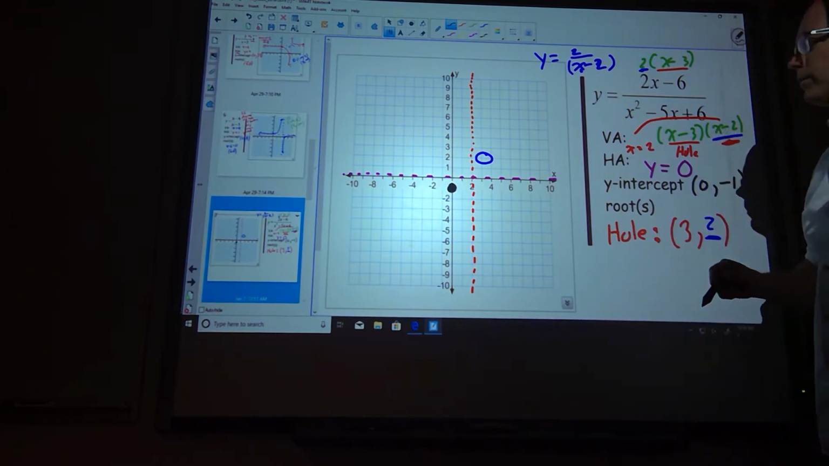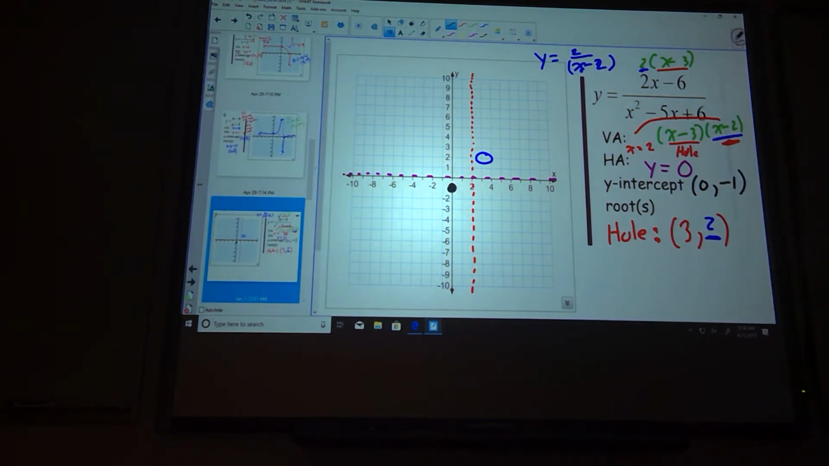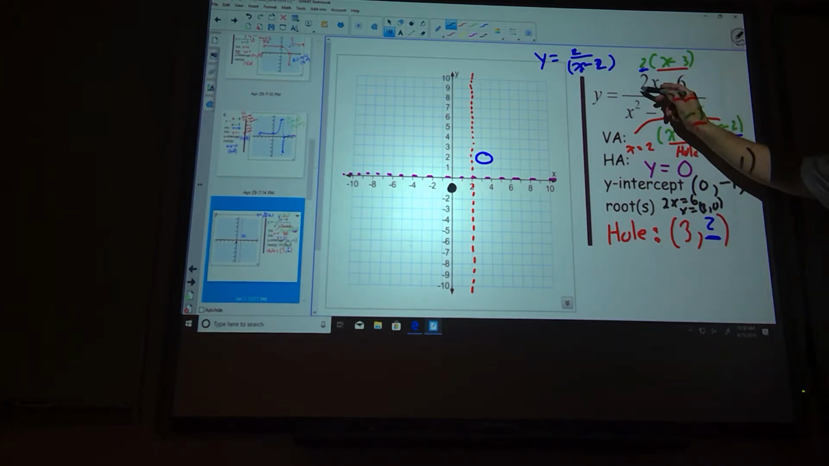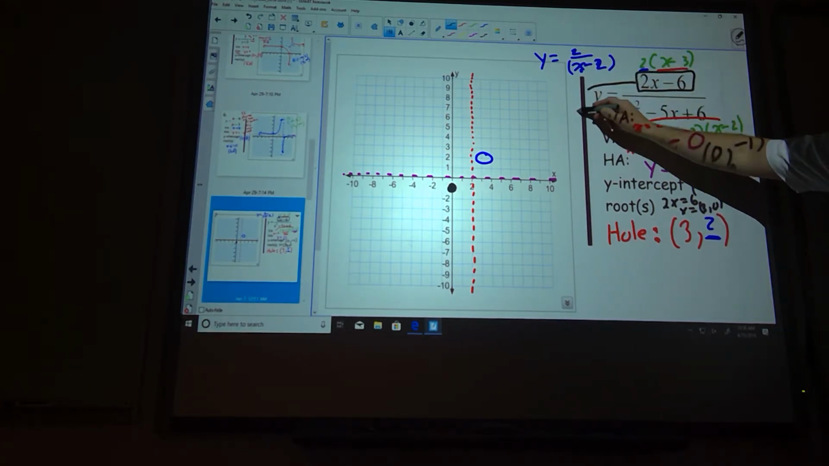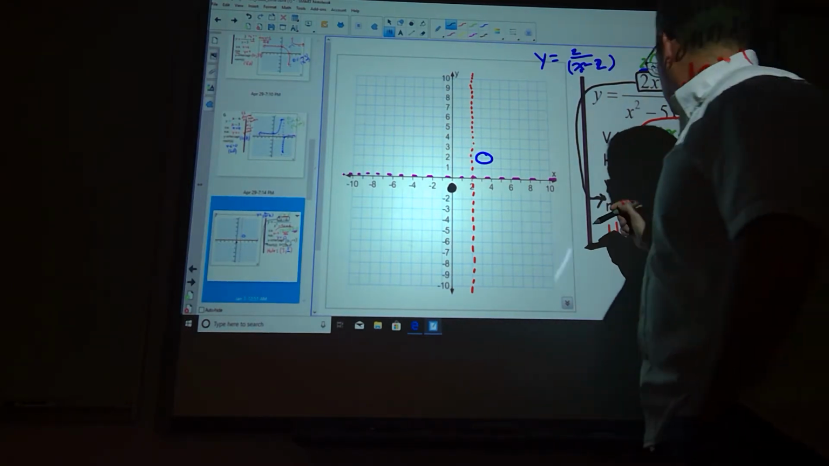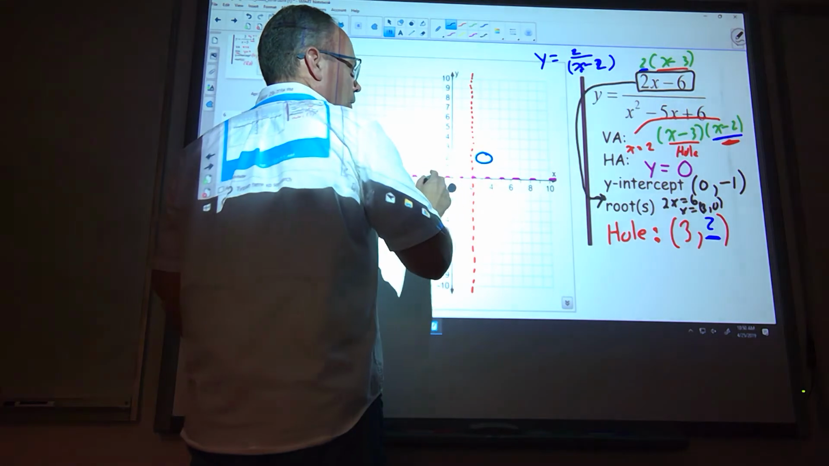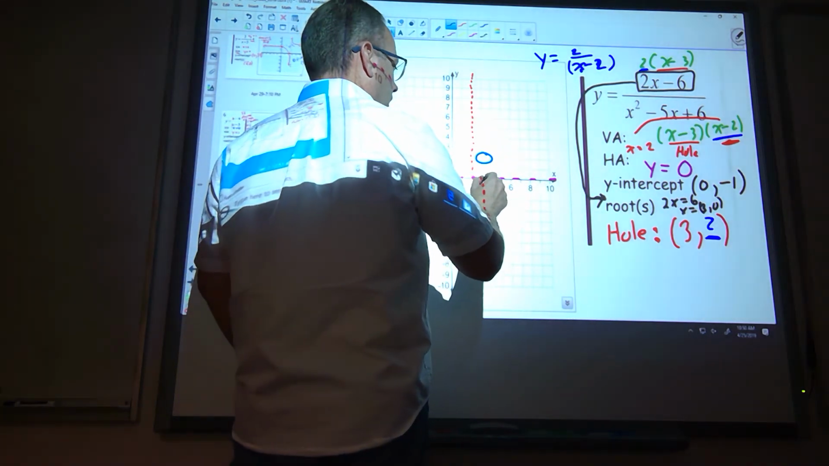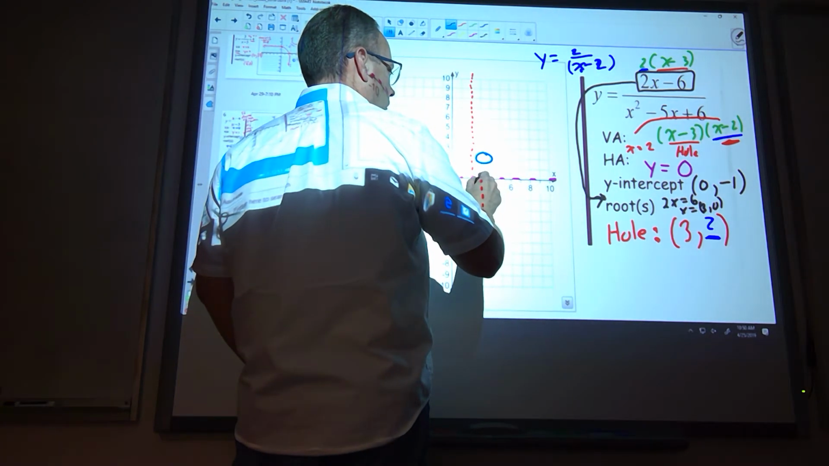Agree? Sure. Roots. Where do we set equal to 0, top or bottom? Top. So you get this, right, which is x equals 3. So 3 comma 0. All you do is take the top and set it equal to 0 to get the root. Just the top. So 3 comma 0.